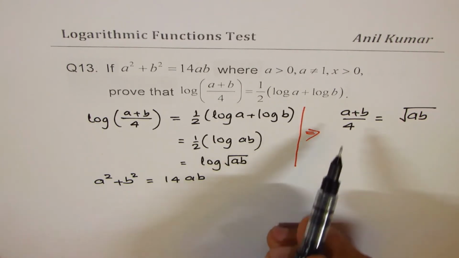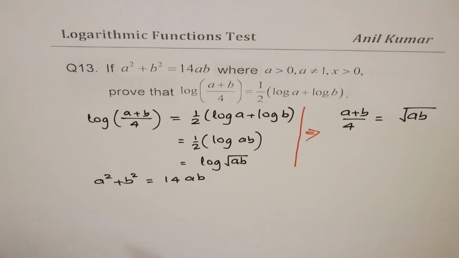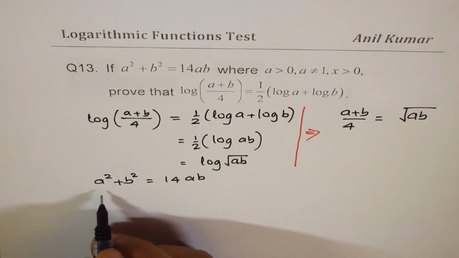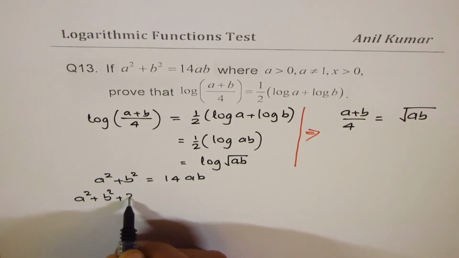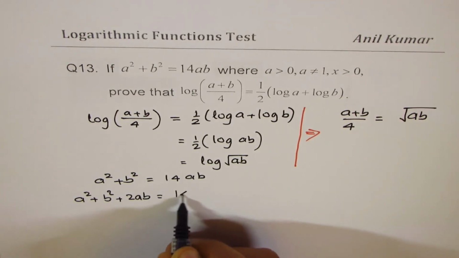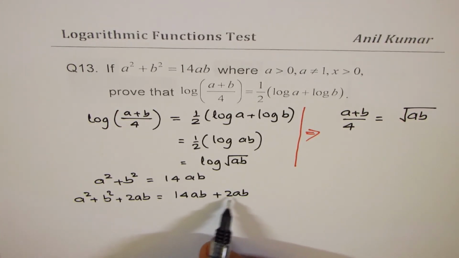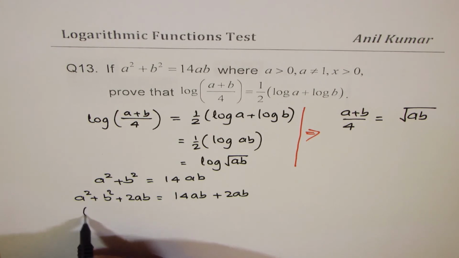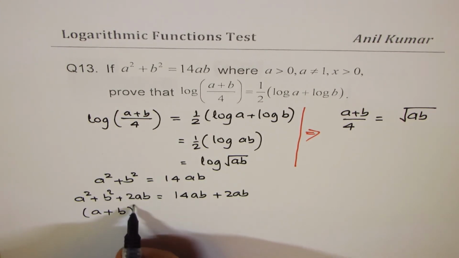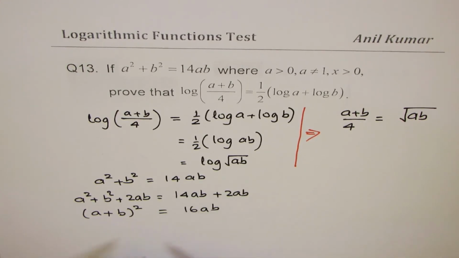Now we could use the a plus b whole square formula, which has 2ab. So what I will do here is, we could rewrite this as a square plus b square plus 2ab equals 14ab plus 2ab. So I've added 2ab on both the sides. That helps me to make the left side a perfect square. We could write this as a plus b whole square. The right side becomes 16ab.